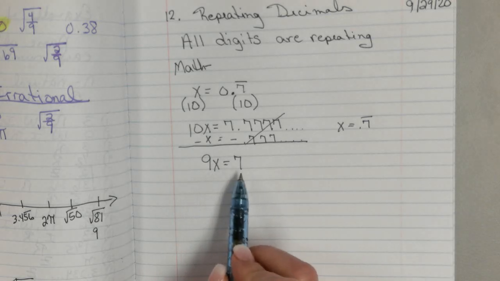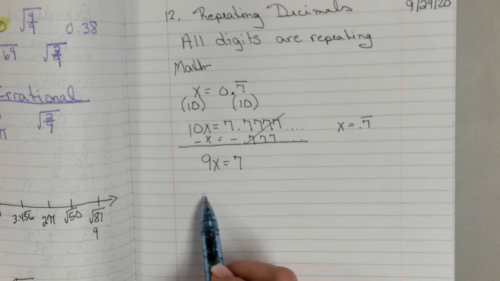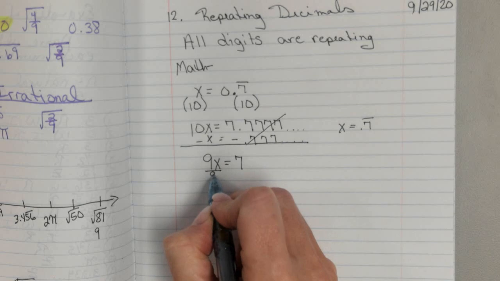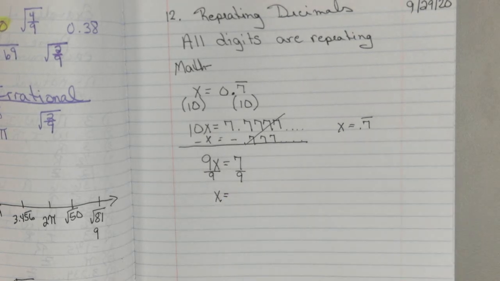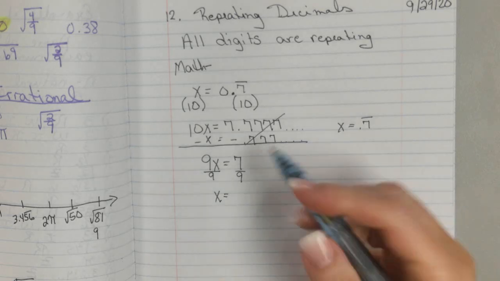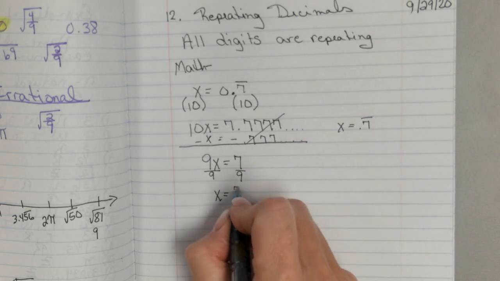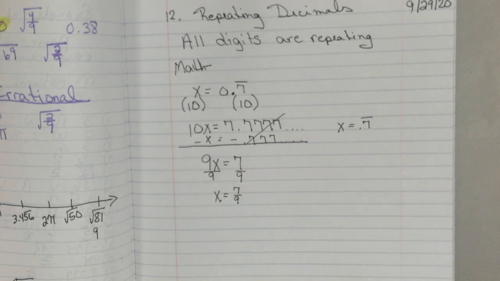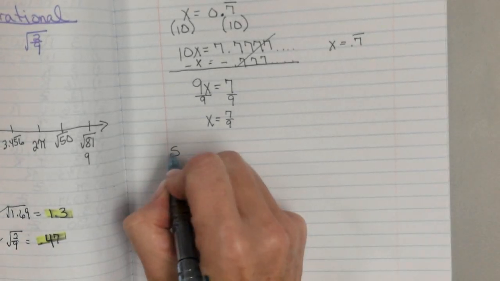So now I have 9x equals 7. To solve this, remember this is multiplying, so we do the opposite, which is dividing. So I divide by 9. And I want it as a fraction. That's my whole purpose, to write a repeating decimal as a fraction. I don't want this as a decimal. I already have it as a decimal. I just need that fraction. So my answer is 7/9. So that's the math behind it. Now, I want to show you the shortcut, which you will use a lot more.